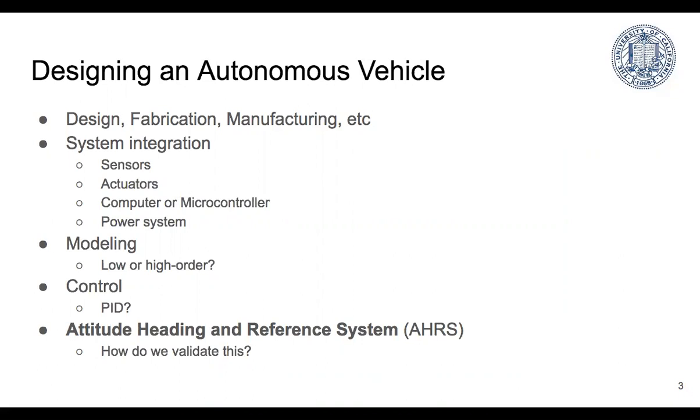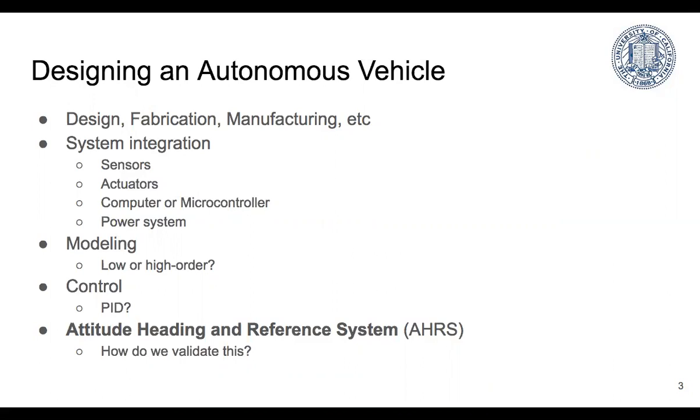Obviously, there's fabrication, manufacturing, system integration. What kind of sensors do we need? What kind of actuators? Are we using a computer or something smaller like a microcontroller? What are the power systems doing? How are they designed? And then from a theoretical standpoint, we have to be able to model that autonomous vehicle, the physical nature of that system. We have to be able to describe it mathematically.